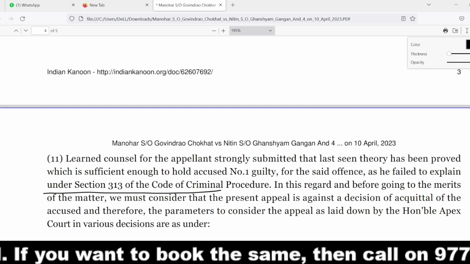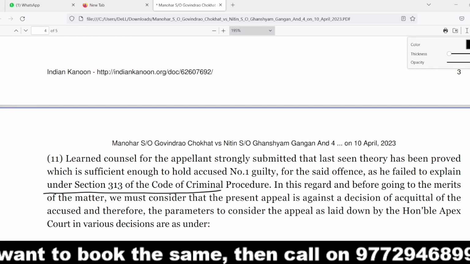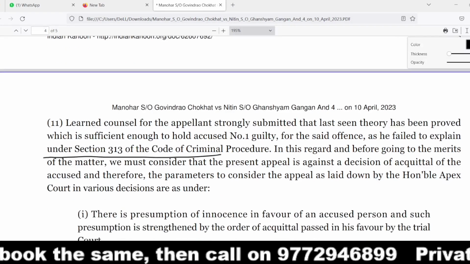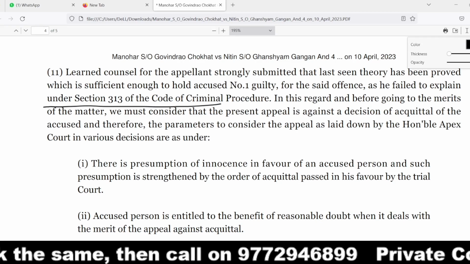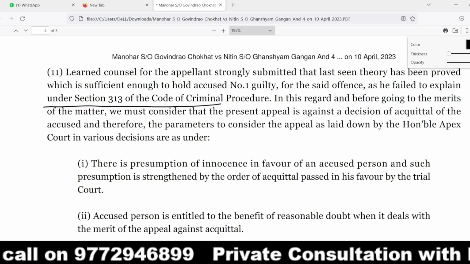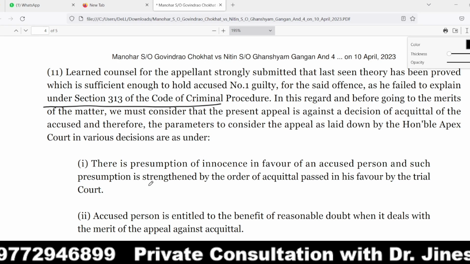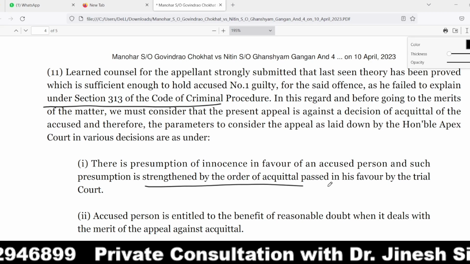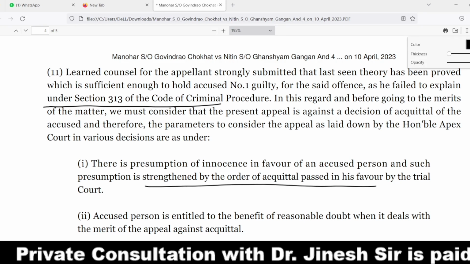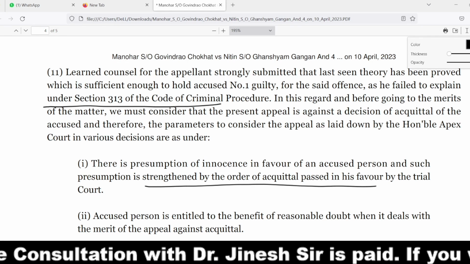The court submitted that in this regard, and before going to the merits of the matter, we have to clarify that the present appeal is against the decision of acquittal, and therefore the parameters to be borne in mind, as laid down by the Honorable Supreme Court, are as under. There is a presumption of innocence in favor of the accused, and such presumption gets strengthened, that is very important, by the order of acquittal passed in his favor. The accused person is entitled to get the benefit of reasonable doubt when it deals with the merits of the appeal against the acquittal.